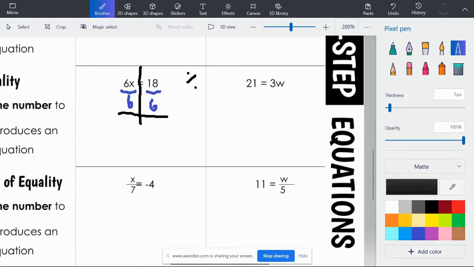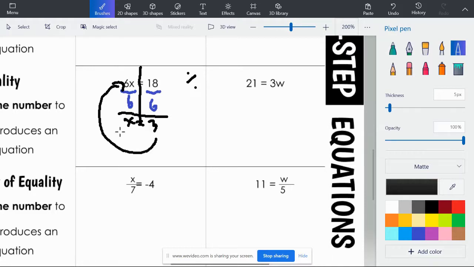Okay, so 6x divided by 6 will just give you 1x. Think about if you have $6, you divide them equally among 6 people. Each person gets $1. So we're left with 1x on the left. 18 divided by 6 equals 3. x equals 3. We can check that by plugging it back into the original equation. So we take that 3 and plug it into the x right there, 6 times 3 does equal 18.